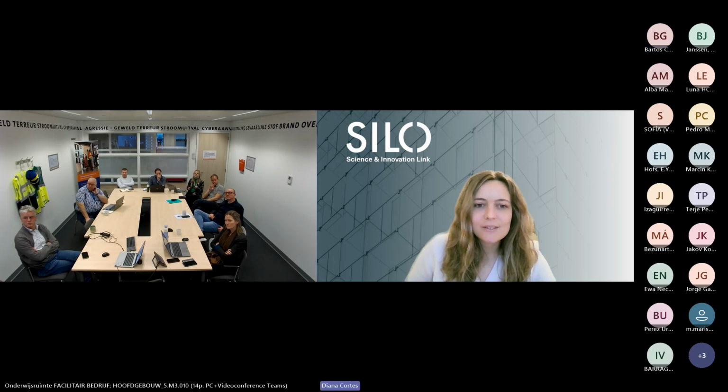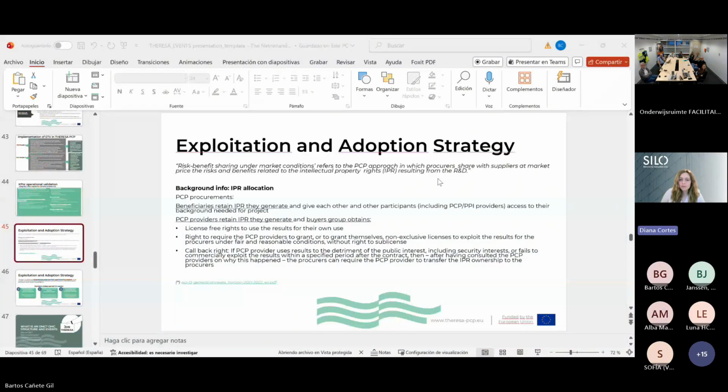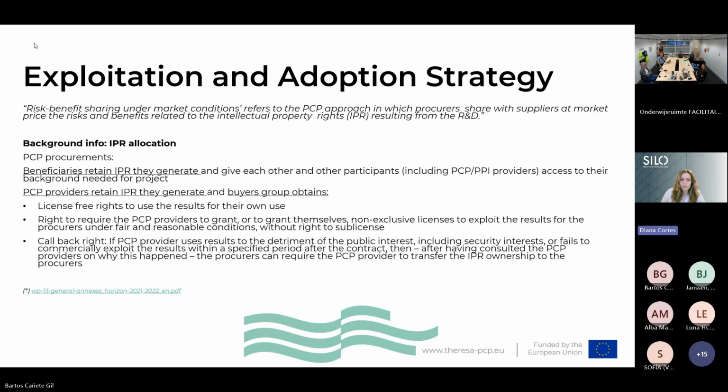Perfect. So meanwhile, I introduce myself. My name is Diana Cortés, and I'm manager at Silo, a Spanish consultancy based in Madrid, specialized in innovation procurement. For the Teresa project, we are responsible for the exploitation and adoption strategy. So thank you, Bartos. First, I would like to briefly explain how exploitation and adoption are addressed within the Teresa project, with a particular focus on the intellectual property rights under the pre-commercial procurement. This is the approach we are having in this project.